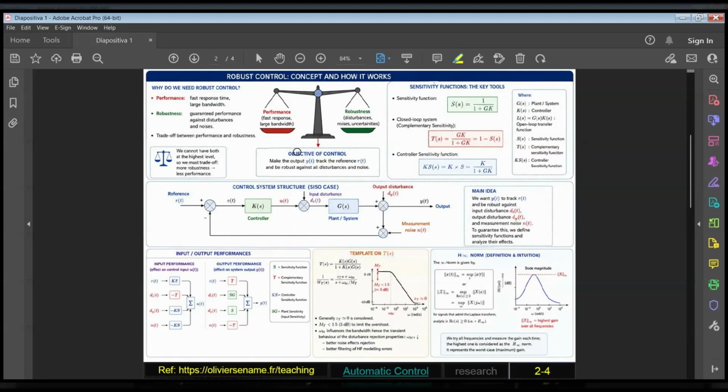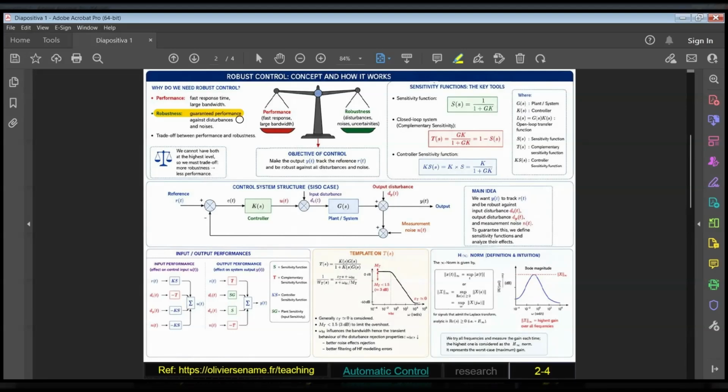Robust control is mainly about finding a balance between performance and robustness. First, what do we mean by performance? Performance means how well the controller achieves the desired objective. For example, I may want a fast response time, fast tracking, or a controller that works effectively over a large bandwidth. Now, what is robustness? Robustness means that I can guarantee this performance even when disturbances, uncertainties, and noise are present.